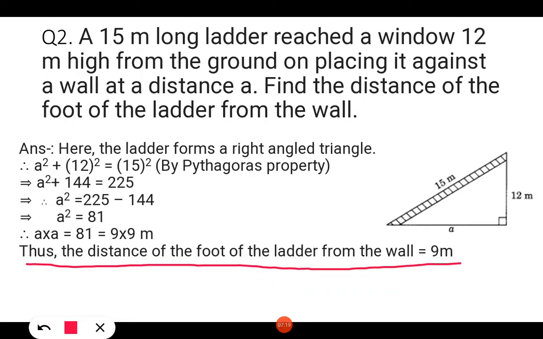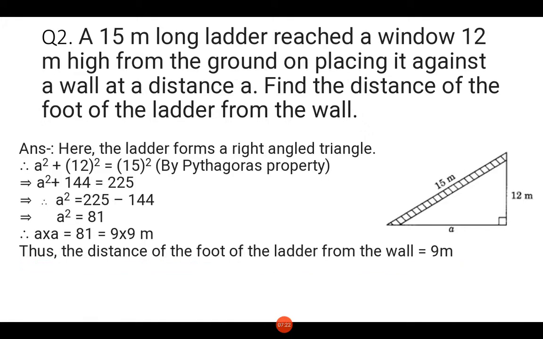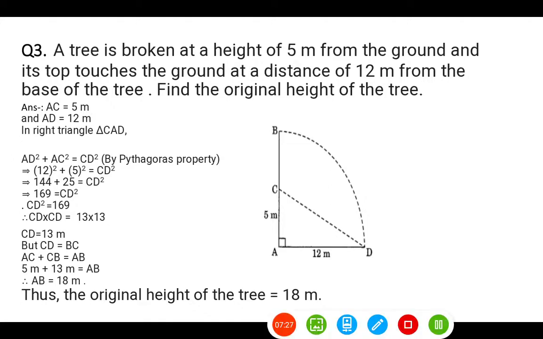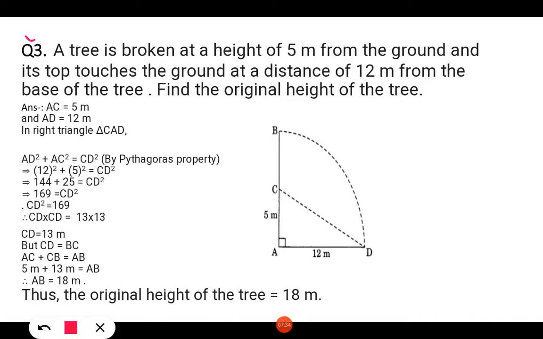Students, let us solve one more interesting problem based upon Pythagoras property. In this problem we have a tree broken at a height of 5 meter from the ground and its top touches the ground at a distance of 12 meter from the base of the tree. Find the original height of the tree. We have to find this height, means we have to find AB.